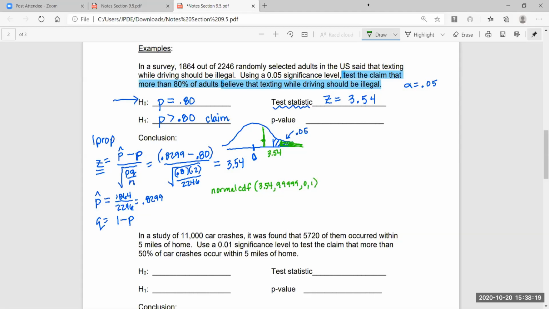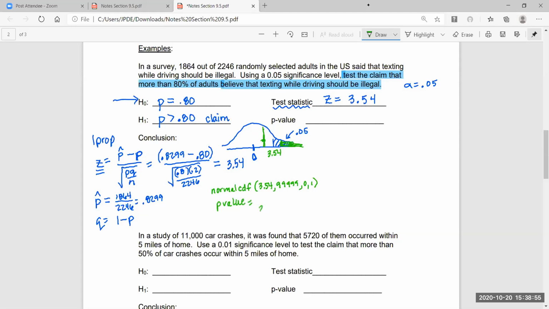And again, right now you're probably thinking, wow, this is a lot of work. I'm going to show you how to do it on the calculator, and you're going to be really happy that you have your TI-83 or TI-84. So when we do that, let's see what we get. I'm going to go to my normal CDF, and I'm not going to bring up the calculator yet. I will when we start doing the tests. 3.54, 99999. And look what we get. This is going to give us our p-value.